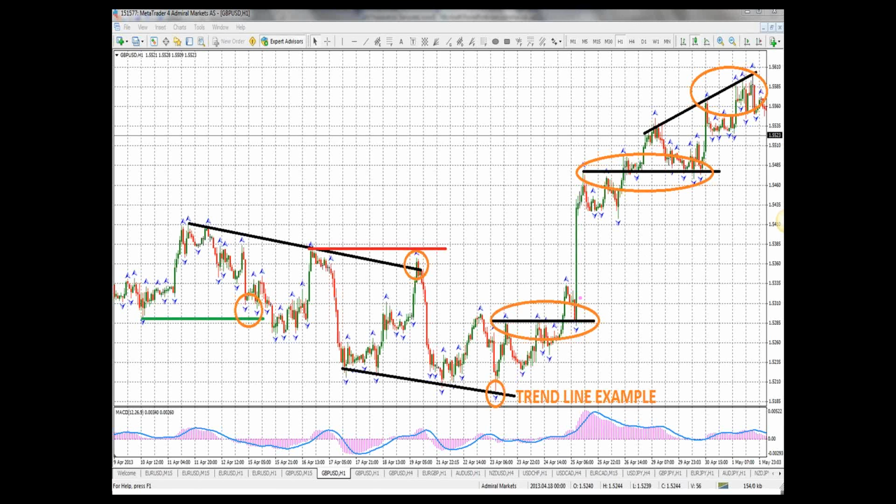If we move on, very nice impulse, and again we got a small consolidation zone break, hook back, bounce, bigger hook back, bounce, and again here a trend line acting as resistance, right? So tons of examples. Just pick any chart, any time frame, and you will find loads of examples.